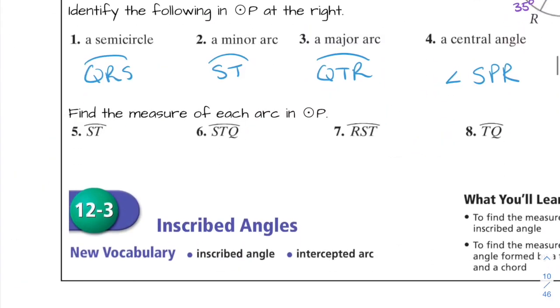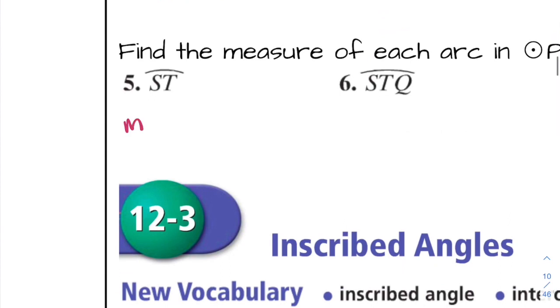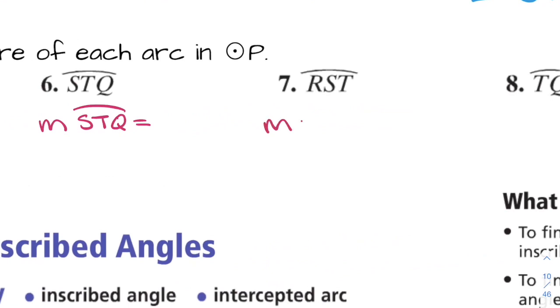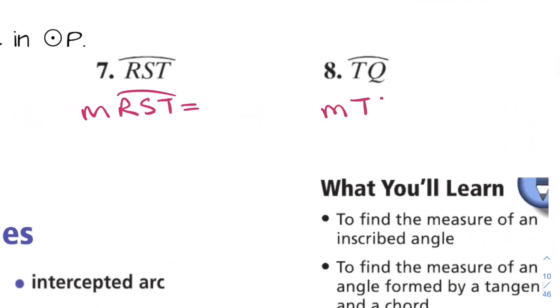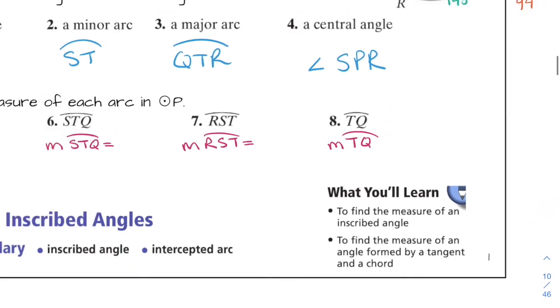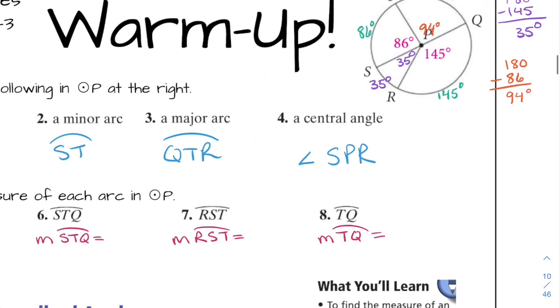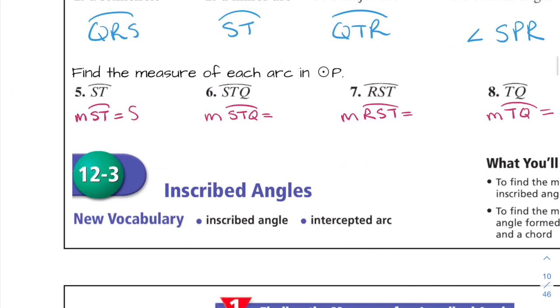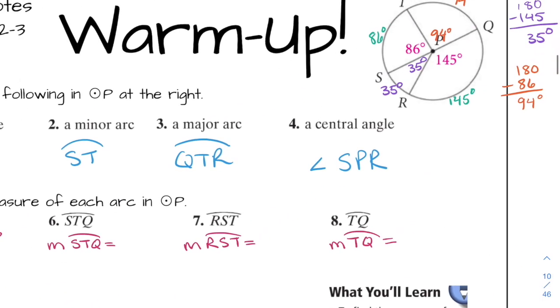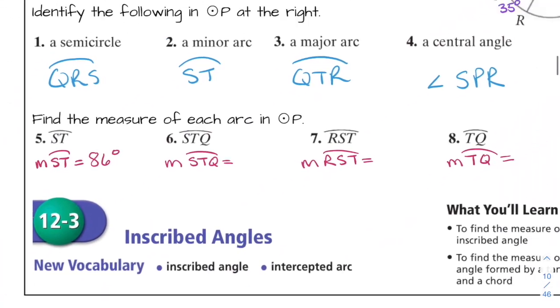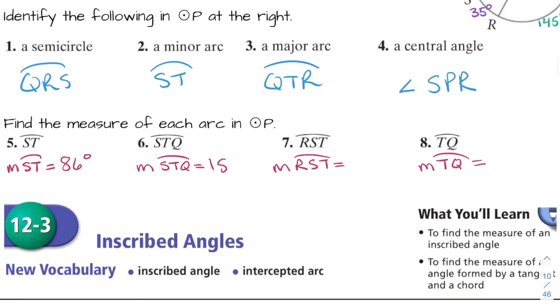So we're going to say the measure of ST, the measure of STQ, the measure of RST, and the measure of TQ. All right, ST appears to be 86. STQ is a semicircle. Yeah, STQ. That's 180. I'm using the arc addition postulate for that.